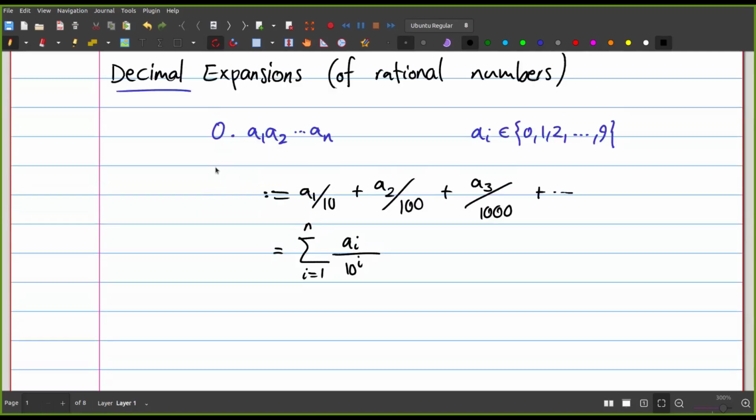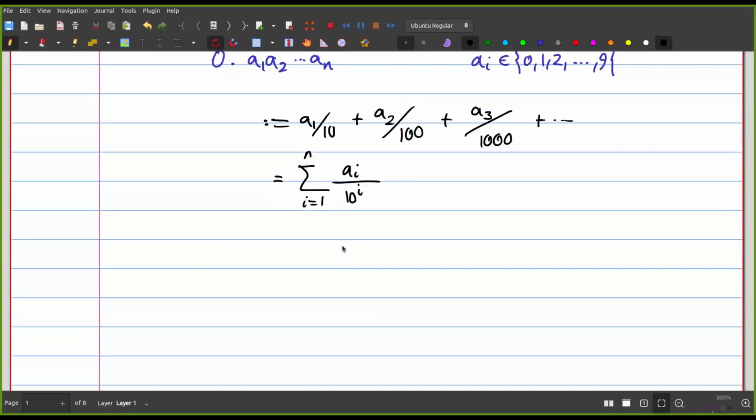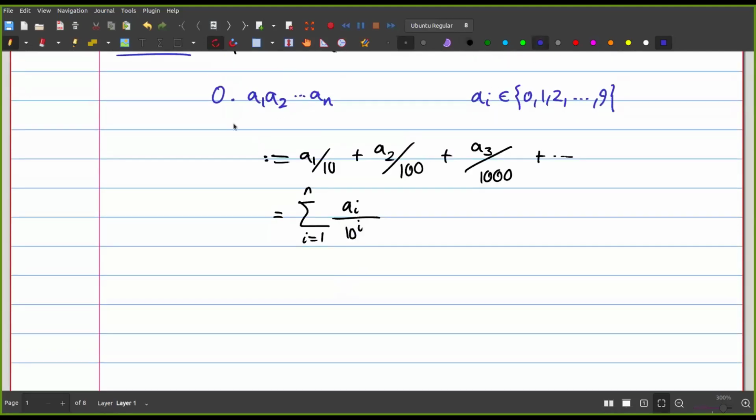Of course, instead of having a 0 before the decimal point, I can have another integer before the decimal point, and it works in the normal way. It would just be that integer plus this. Okay. So now what happens if I have an infinite sequence? So let's say I have 0 point, and then I have A1, A2, A3, so on, but this goes on forever. And again, all of my AIs are digits, so they are in the set 0 to 9.